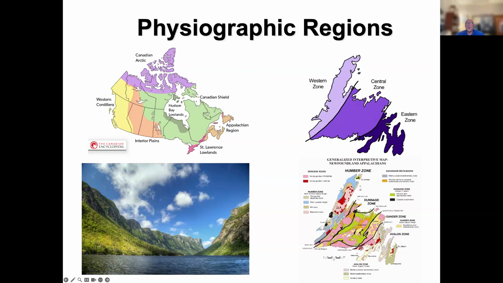And the Western zone has affinities of that Laurentian realm. And that's where those long range mountains are that I showed you at the very beginning, my opening slide that had my name on it. That's where those are from.